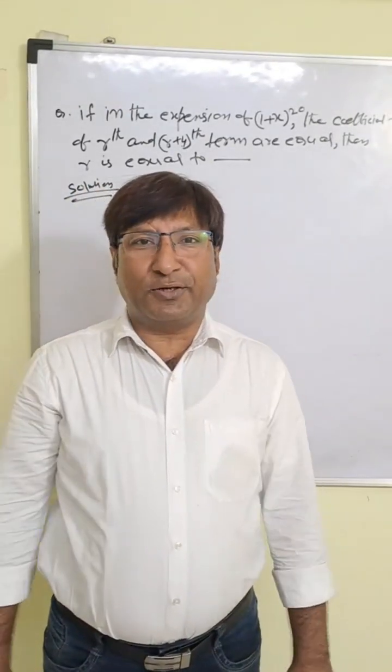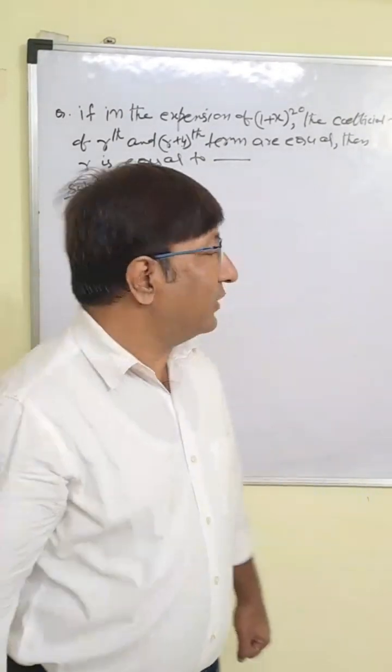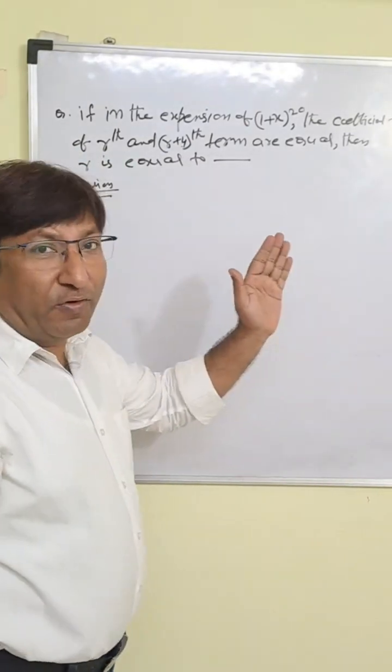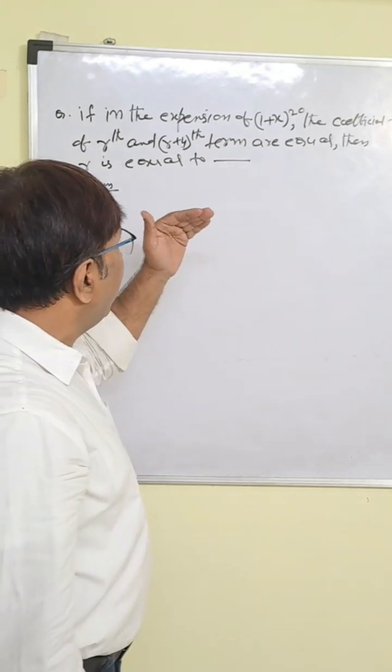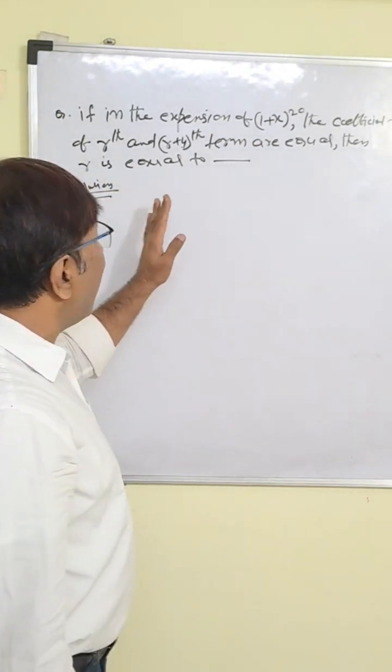Most important question of binomial. Let us see the question. Question is, if in the expansion of (1 + x)^20, the coefficient of the rth term and the (r + 4)th term are equal, then r is equal to what?